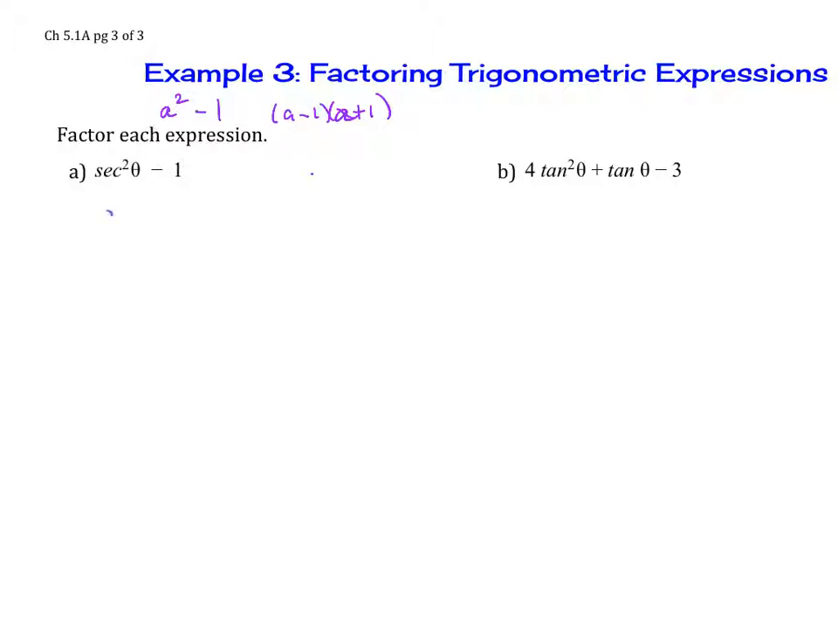So that's what we do here. This becomes secant of theta minus 1 and secant of theta plus 1, and so that is factored. Let's try 4 tangent squared of theta plus tangent theta minus 3.